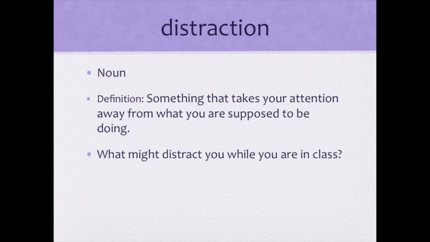The next word on our list this week is also a noun, distraction. It also has the ION noun suffix at the end. If you want to use distraction as a verb, take that ION suffix off. The definition of distraction is something that takes your attention away from what you are supposed to be doing.